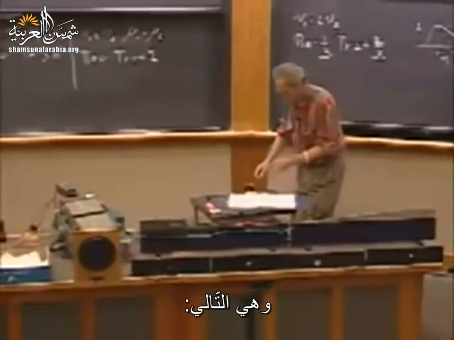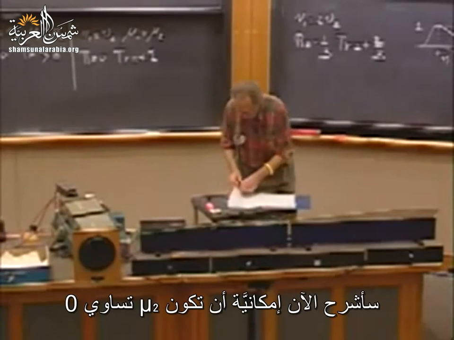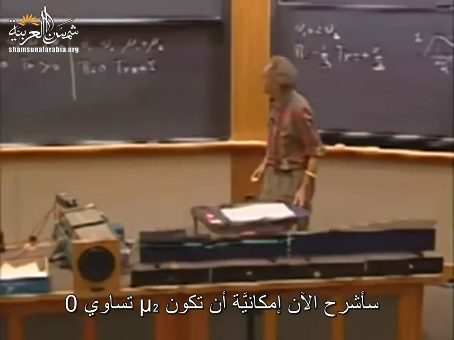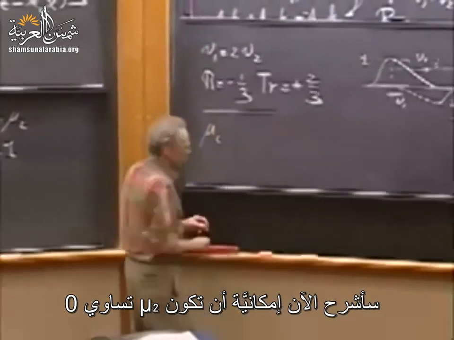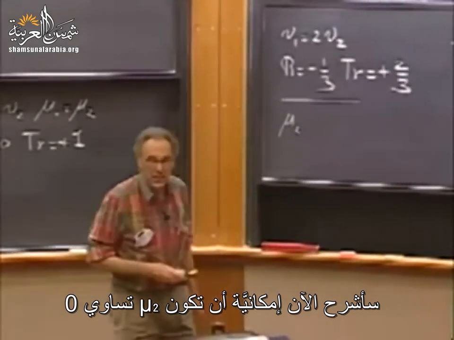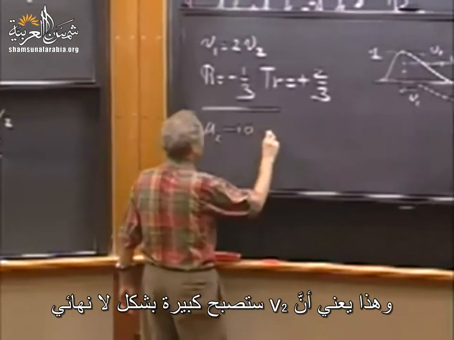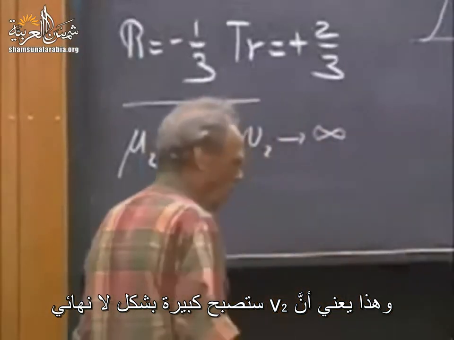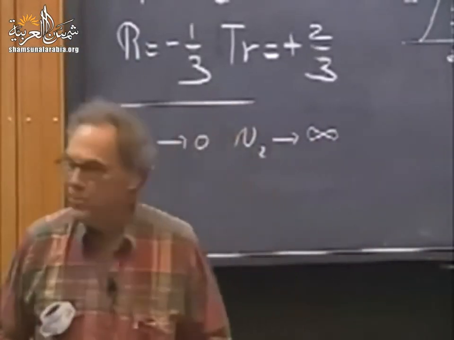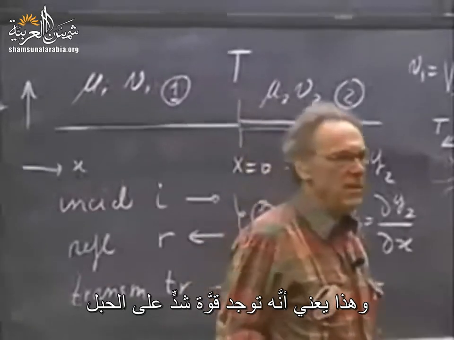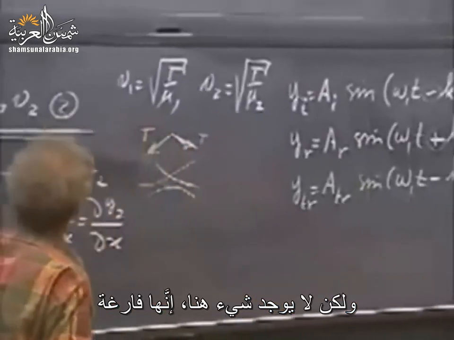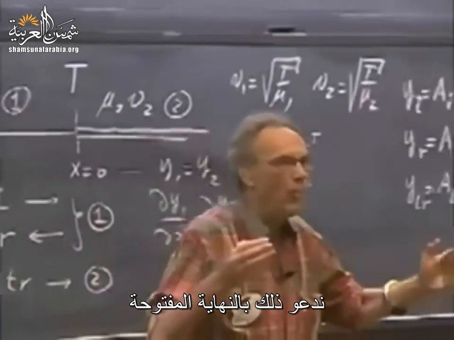I only have one problem. And that problem is going to be your problem. And that is the following. I would like to explore now the possibility that mu2 is going to be 0. That means V2 has become infinitely high. If mu2 is 0, there is nothing here. It means there is tension on the rope, but there is nothing here. It's empty. We call that an open end.